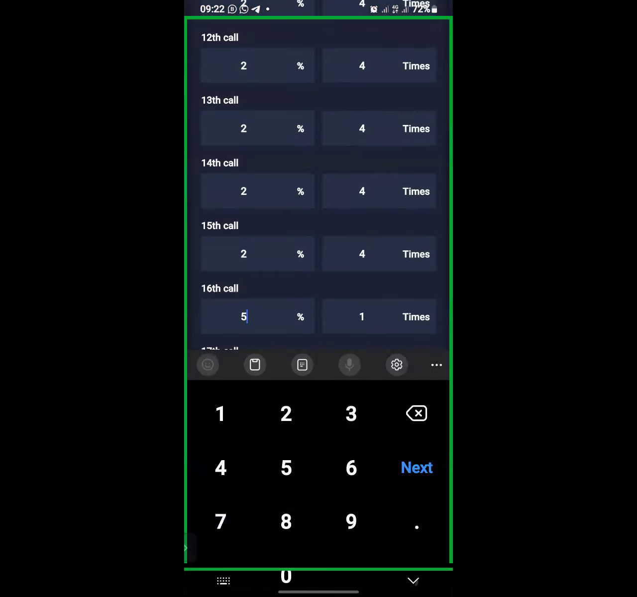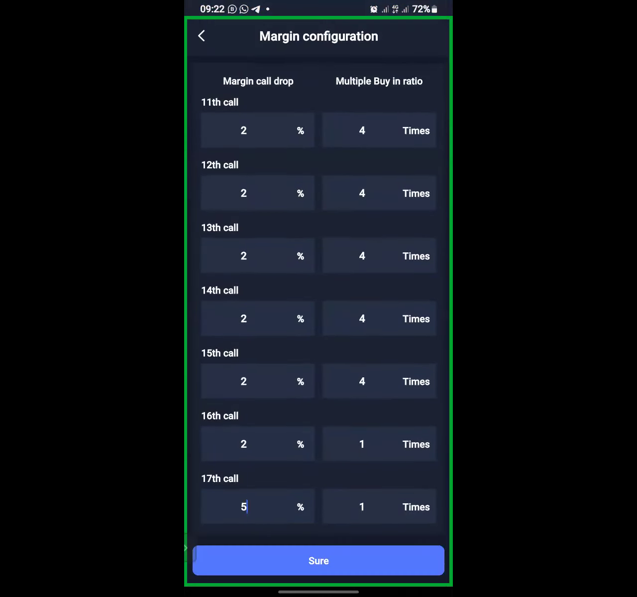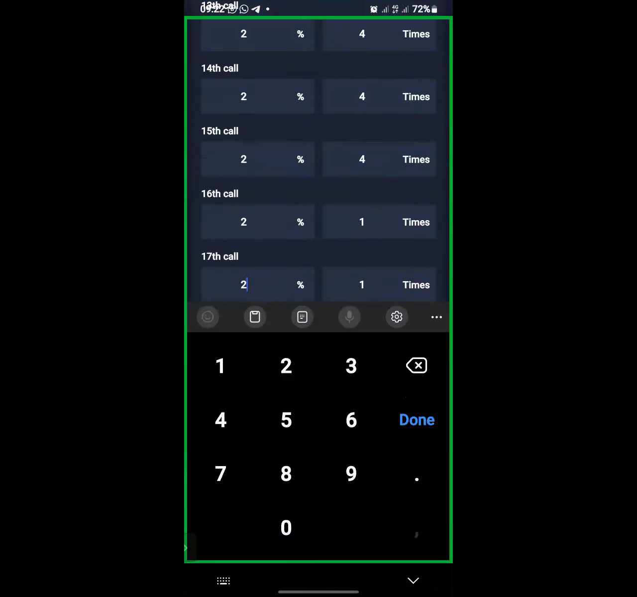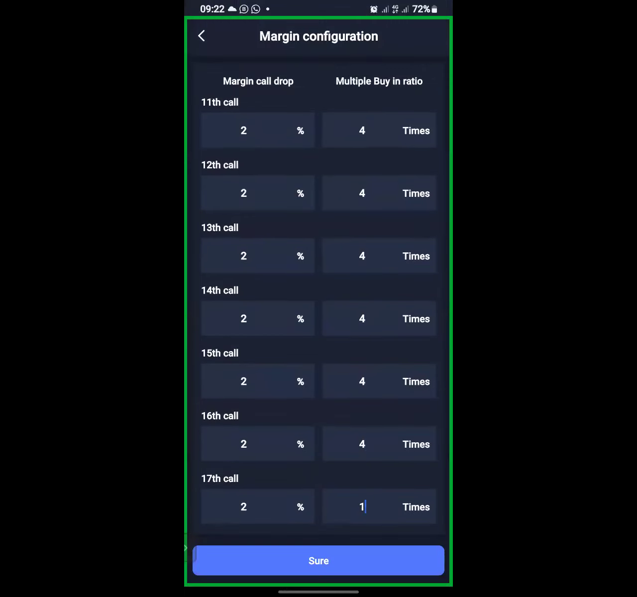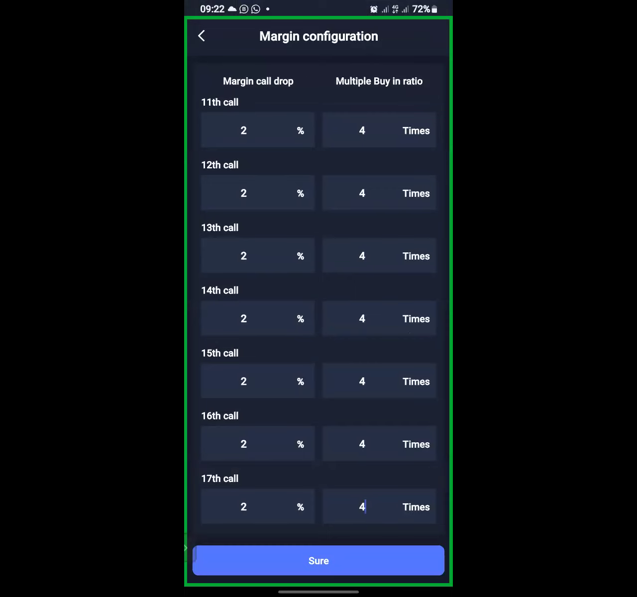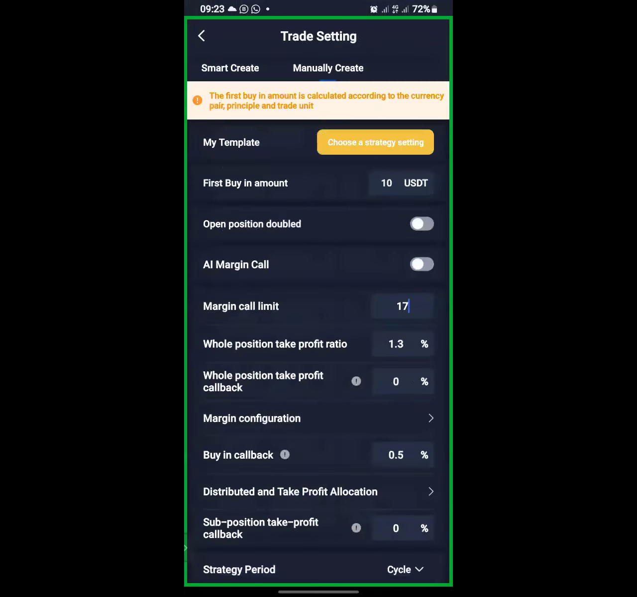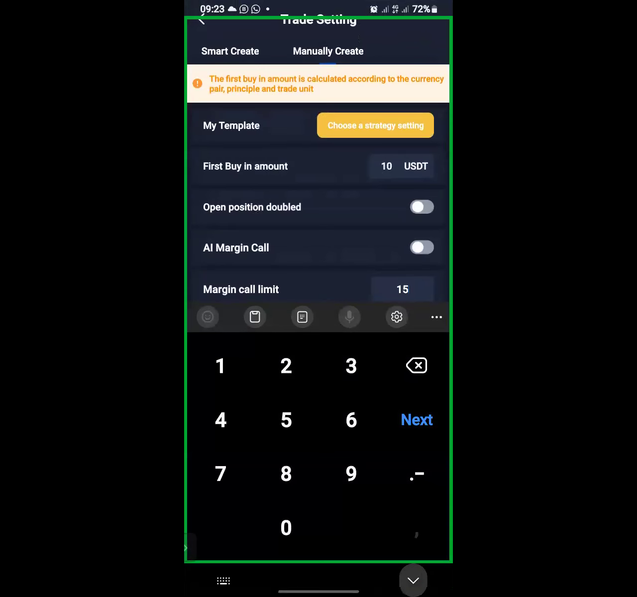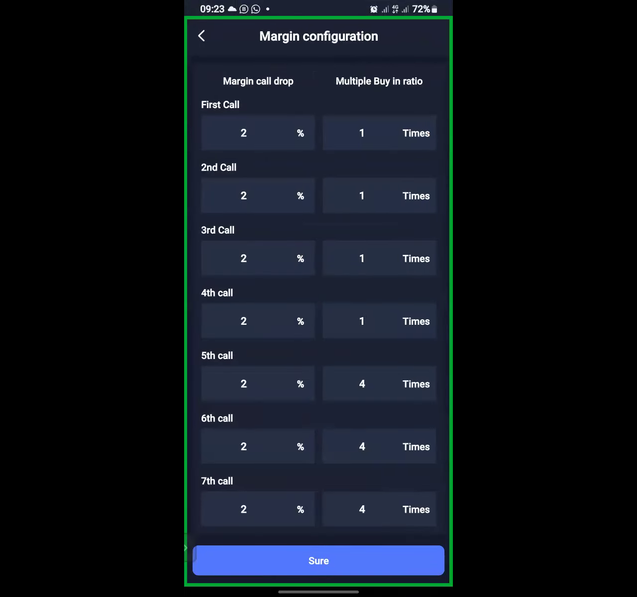So you can come and put also your 80. 80 divided by 2 is 40, 40. So here you've compounded, you've added. Or you can do this. You can leave it as 15. Then you go to margin configuration.